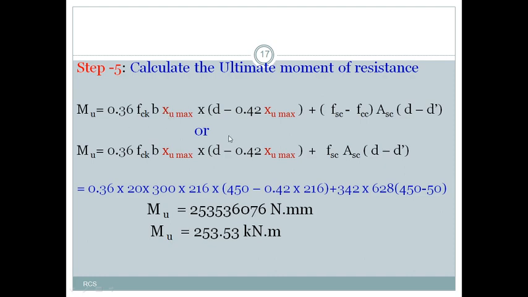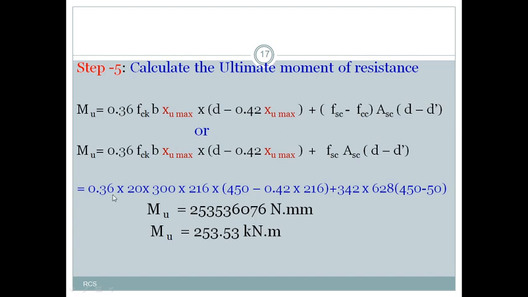That means we are calculating moment of resistance with respect to the balanced section, right? So that is lever arm, D minus 0.42 XU max, and we have one more factor, that is plus FSC minus FCC whole into ASC into D minus D dash. As this FCC value is very low compared to FSC, that's why we can neglect this value. So the modified formula will be like this for calculating ultimate moment of resistance: Mu is equal to 0.36 FCK B XU max into D minus 0.42 XU max plus FSC ASC into D minus D dash.